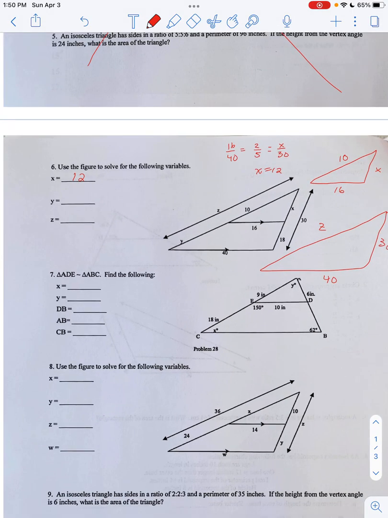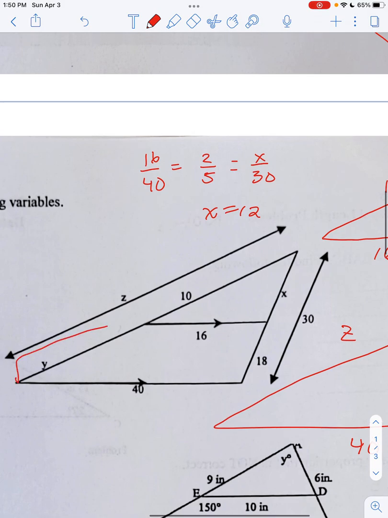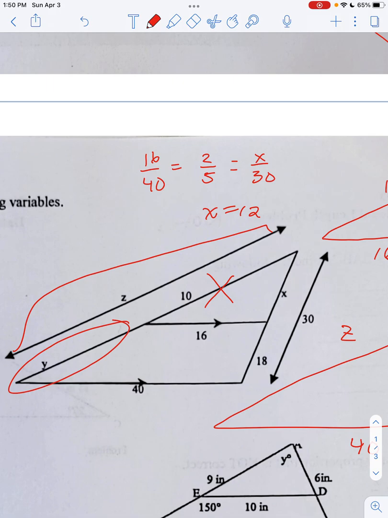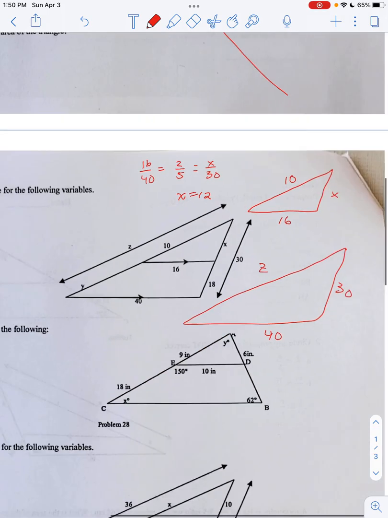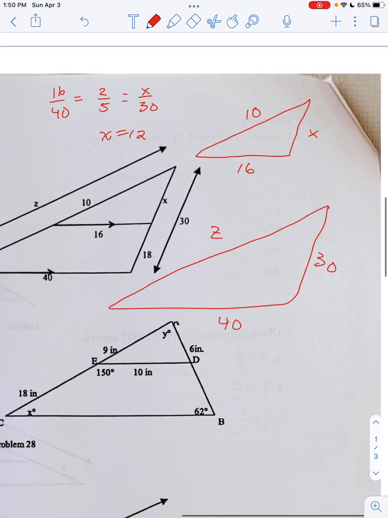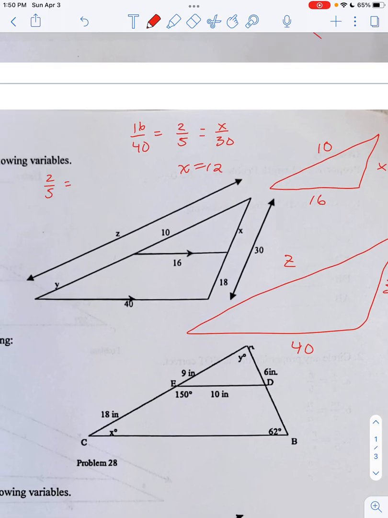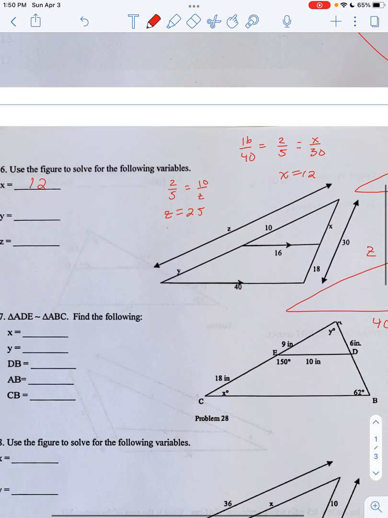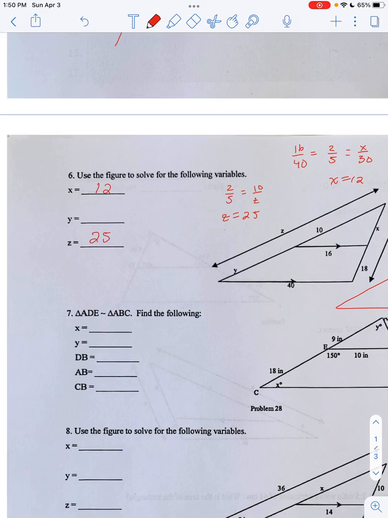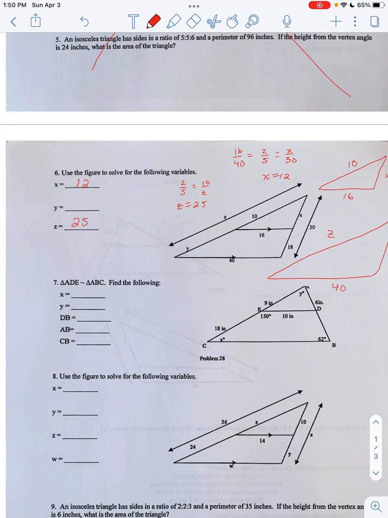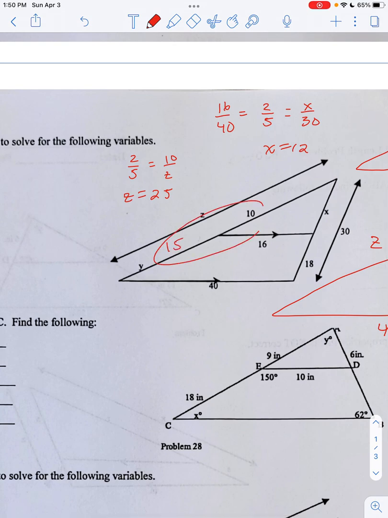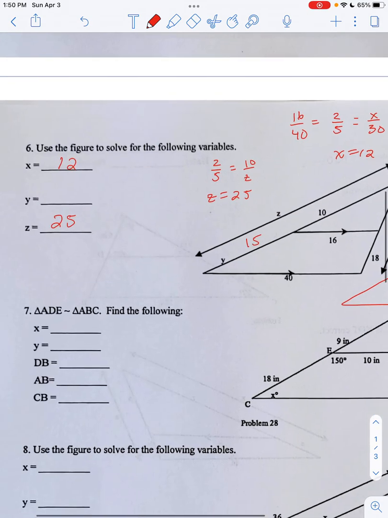All right, y. Y is just this portion over here. So once I figure out what z is, I'll just take away that 10, and that will tell me what the y portion is. So looking at the z side, that's over here. I'll do the same scale factor, a 16 to 40 or a 2 to 5 ratio. And then I'll do a 10 to z. So that tells me z must be 25, which helps answer this problem. And if z is 25, that means y must be 15, so these add up to 25.